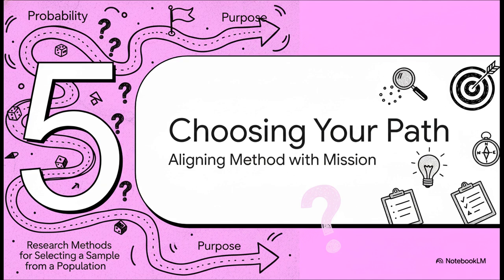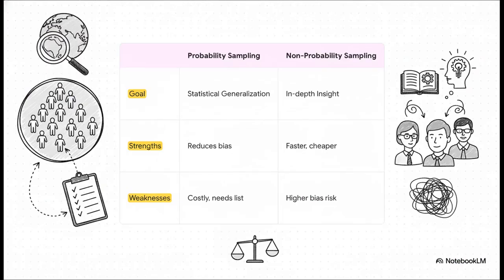So the big question is, how do you choose? Do you go with probability or purposive sampling? Well, it all comes back to one simple thing. What is your research question? There's no single best method here, folks. There's only the method that perfectly lines up with what you're trying to accomplish. And this table just lays out the trade-offs perfectly.